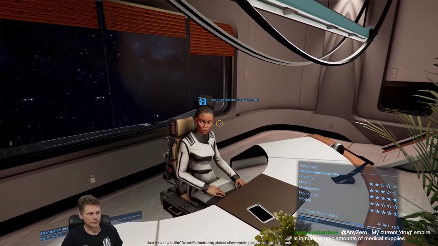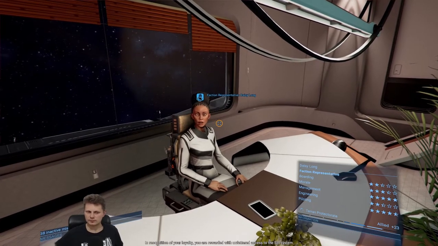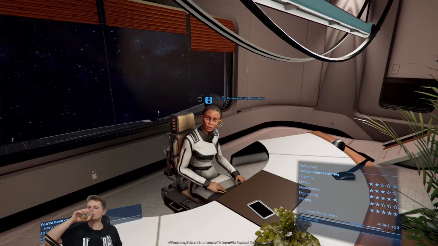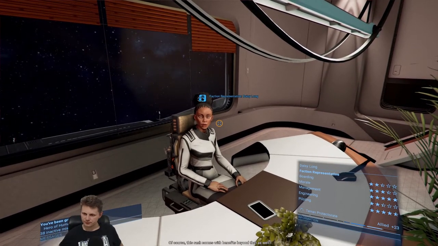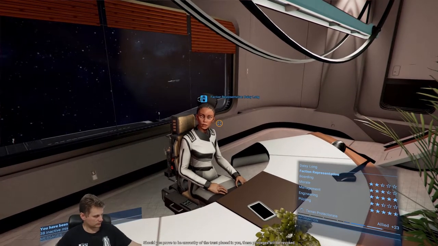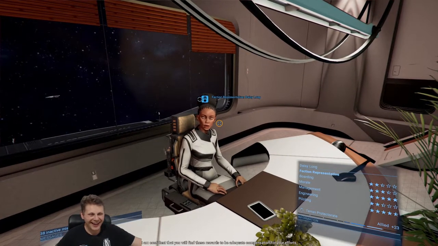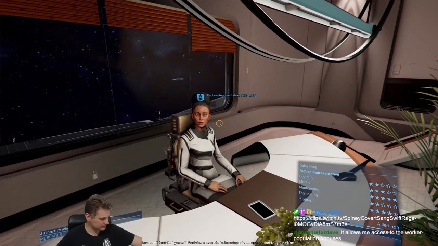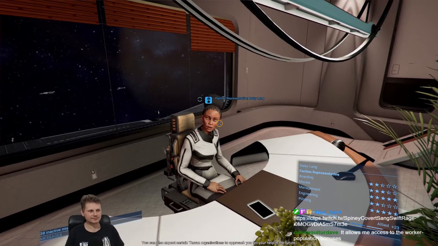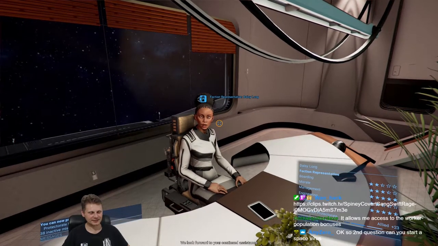As a true ally to the Terran Protectorate, please allow me to present you with this ring. In recognition of your loyalty, you are rewarded with unfettered access to the Soul System. Of course. This rank comes with benefits beyond that as well. Should you prove to be unworthy of the trust placed in you, these privileges will be revoked. Although, should it come to that, a revoked license would be the least of your worries. I am confident that you will find these rewards to be adequate compensation for your effort. You can also expect certain Terran organizations to approach you for your help in the future. Once again, the Terran people thank you for your service. We look forward to your continued assistance.